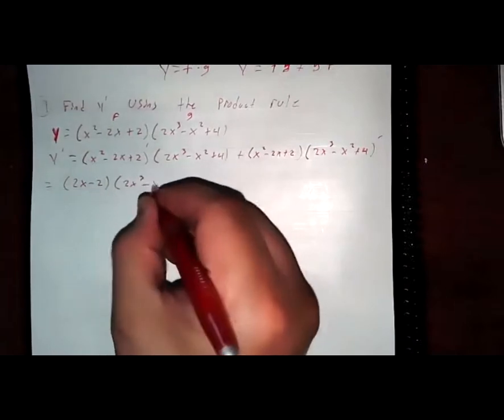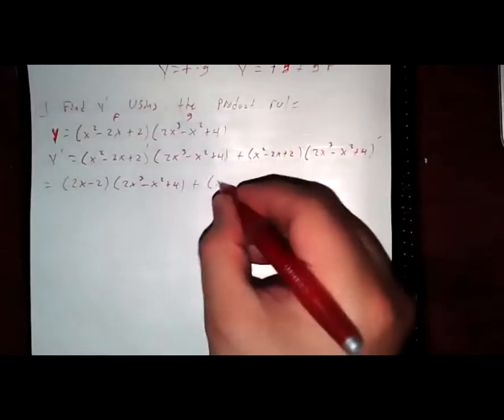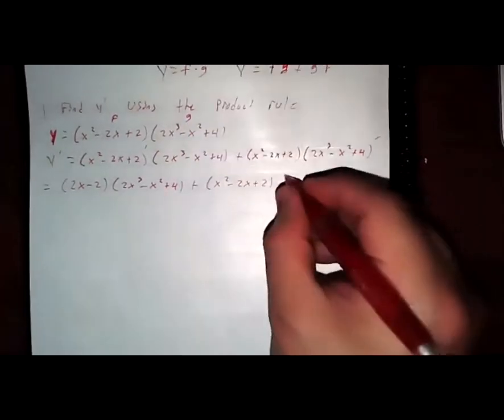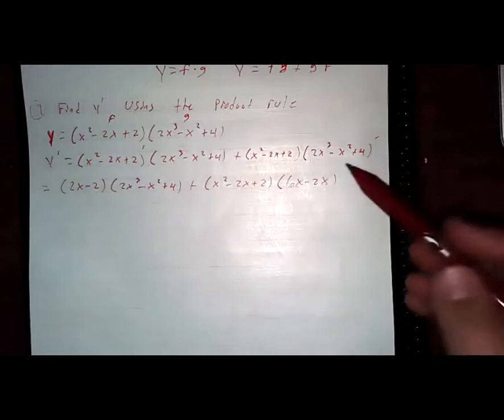So what is this derivative here gonna be? 2x minus 2. Yeah, 2x minus 2. That's right. Times the second part, so that stays the same. This stays the same. What is this derivative here? 6x minus 2x. Yeah, there we go. I forgot the square and the 6x. 6x squared minus 2x.